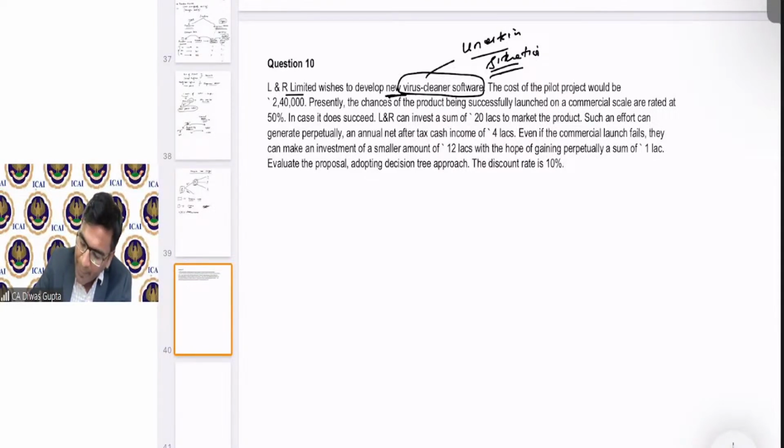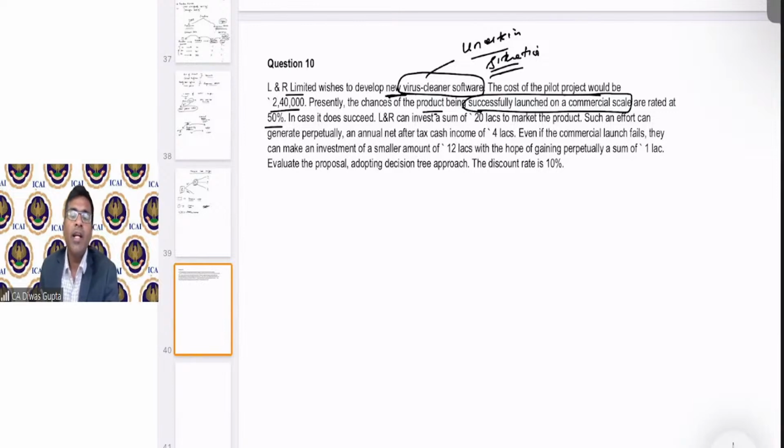The cost of the pilot project would be 2,40,000. They are also making it clear that we are doing one pilot. Pilot means a small project, not for the overall level. We are doing a small project, and the cost of that small project will be 2,40,000. And then we decide later on whether to roll it out or not. They are saying presently the chances of the product being successfully launched on a commercial scale are rated at 50%. So this is also clear.